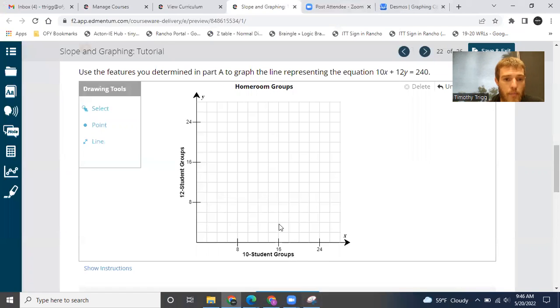So (24, 0), that's our x-intercept. And then our y-intercept was (0, 20). Let's see, we're counting by 2, 4, 6, 8. So we're counting by twos, right? So 16, 18, 20 right there. And then we could just connect those points with a straight line.